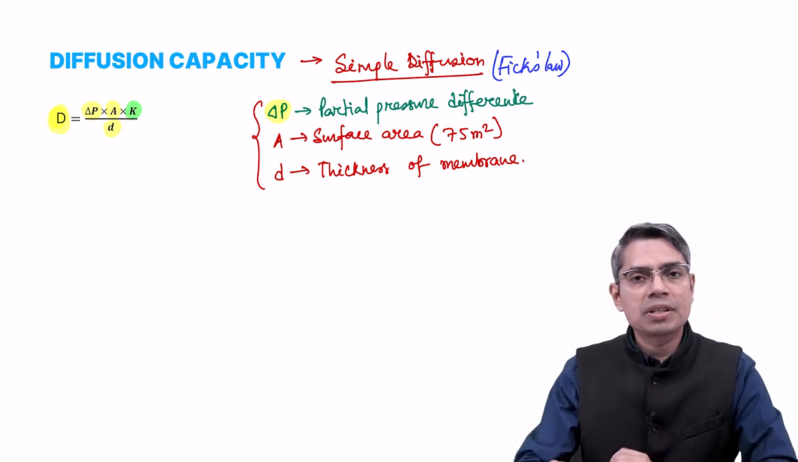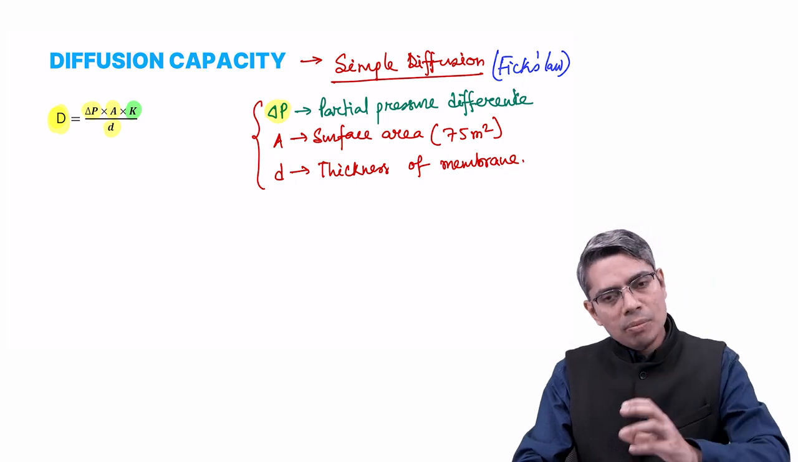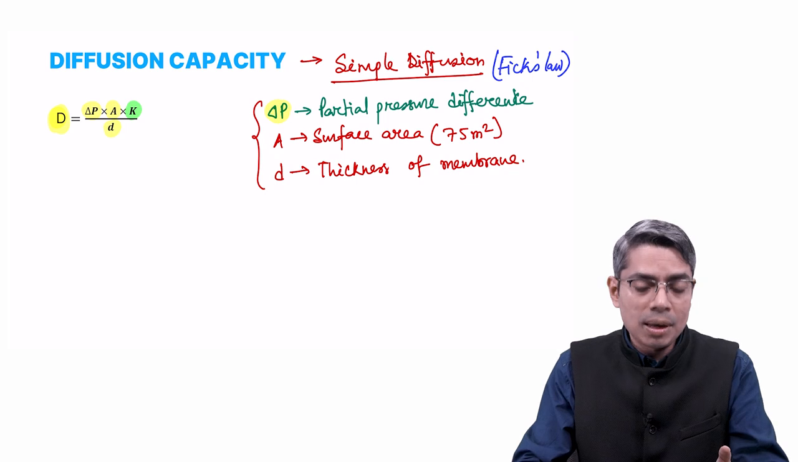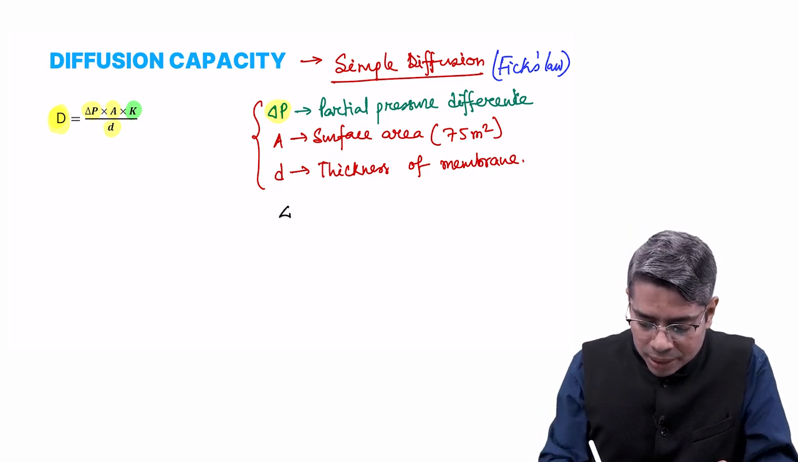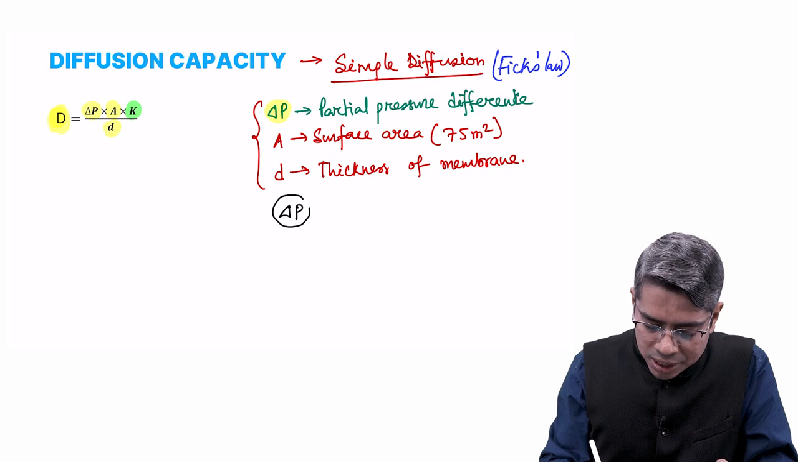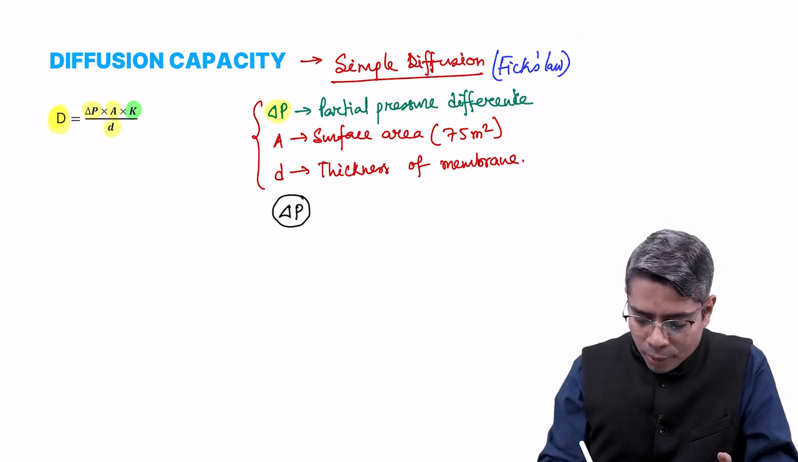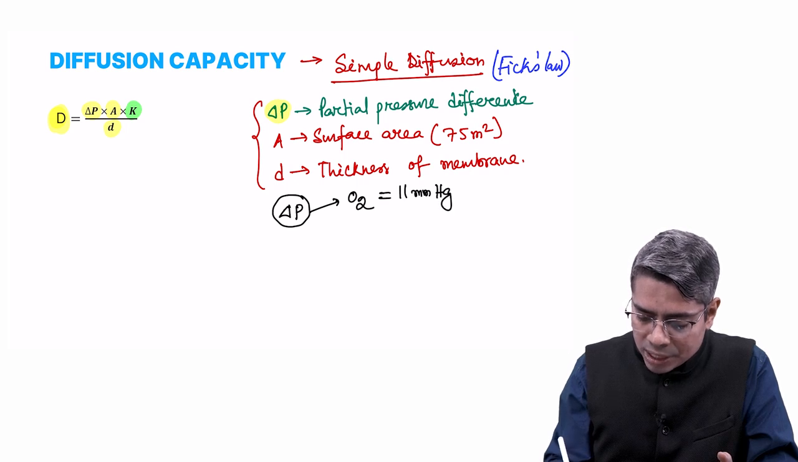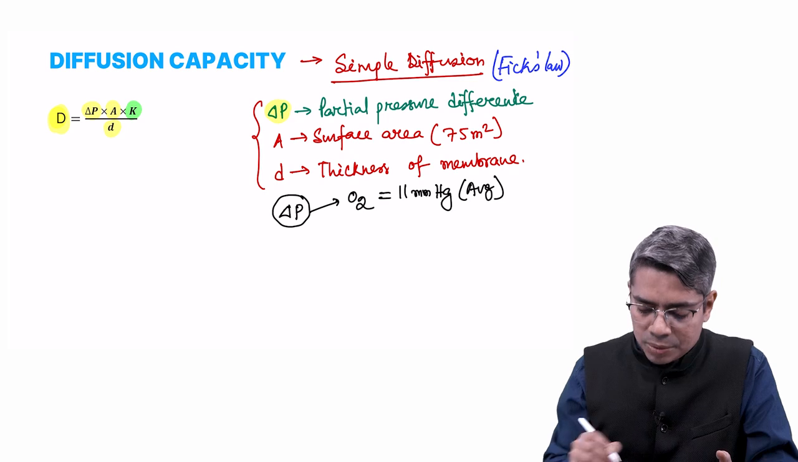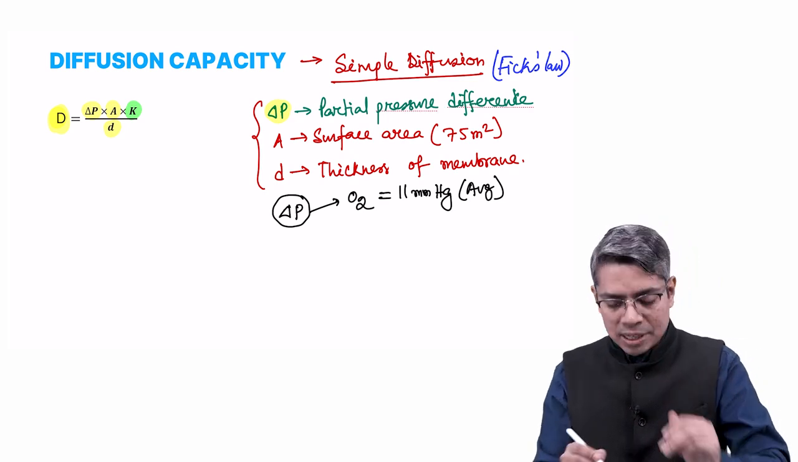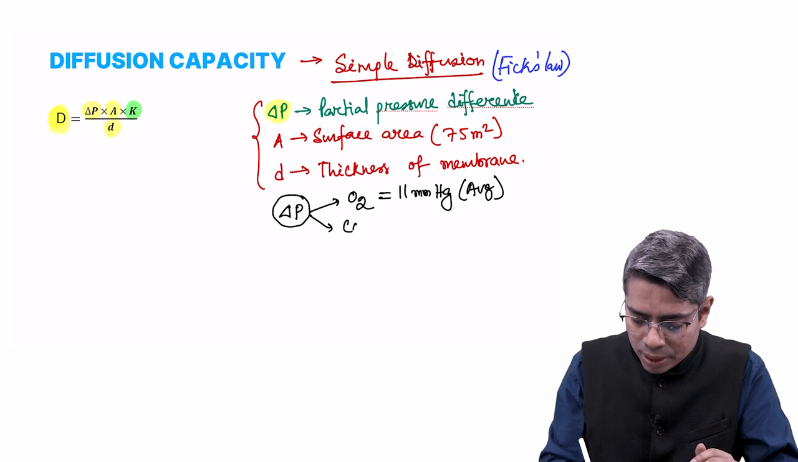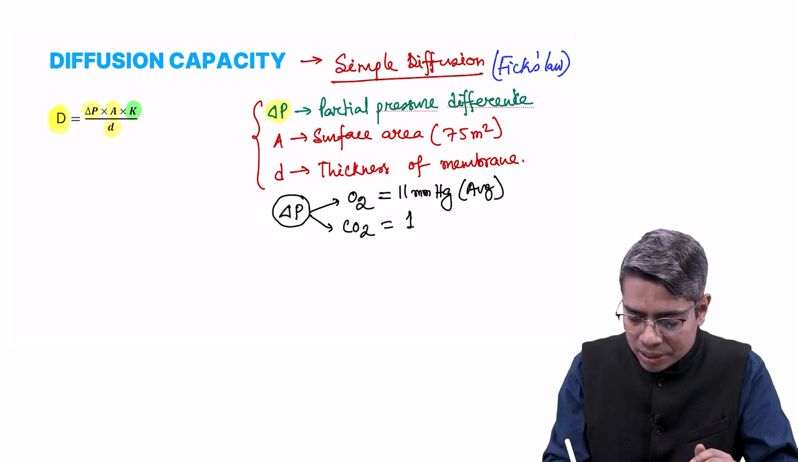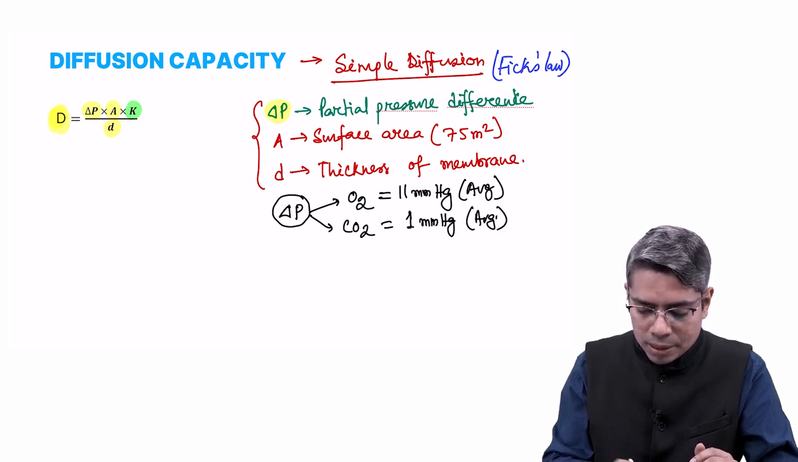Delta P is the partial pressure difference between alveoli and capillary, or maybe capillary to alveoli if you are thinking of carbon dioxide. So please remember that the delta P, the partial pressure difference between two compartments for oxygen, is equal to 11 millimeter of mercury. This is the average partial pressure difference between alveoli and capillary blood. And delta P for carbon dioxide on an average is 1 millimeter of mercury. Okay, so I'll explain this number.